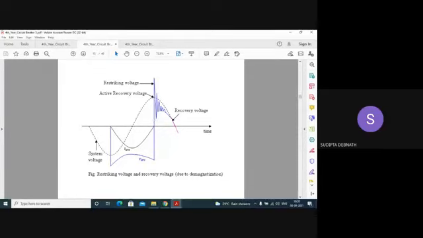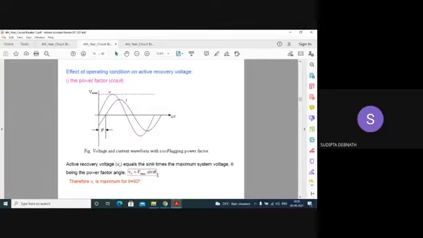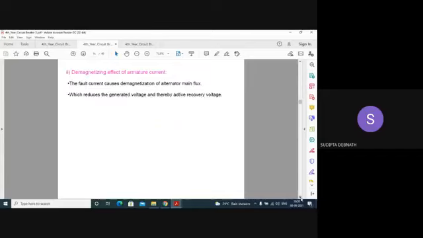But what happens for zero power factor? For zero power factor, the voltage is maximum when the current is zero. So at that condition, this will have the highest value when the phase angle is 90 degrees. So actually this is written like this, Vr equals Vmax sin theta. So when theta equals 90 degrees, this Vr will be maximum. Okay. If theta equals 0 degrees, this would have been almost zero. So power factor is very important in determining the active recovery voltage.